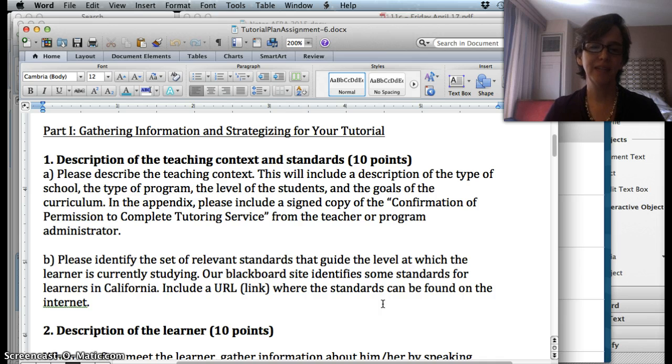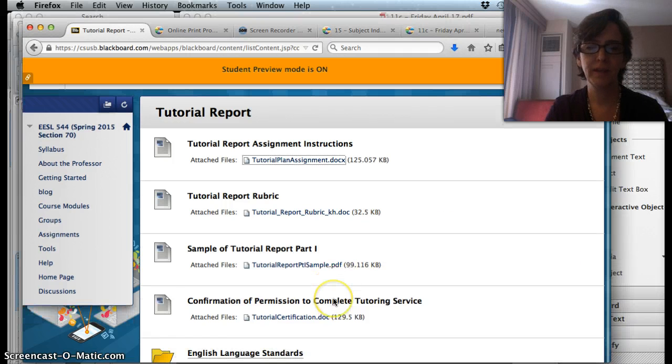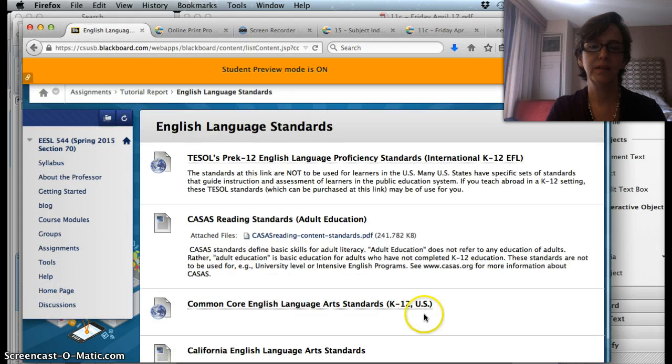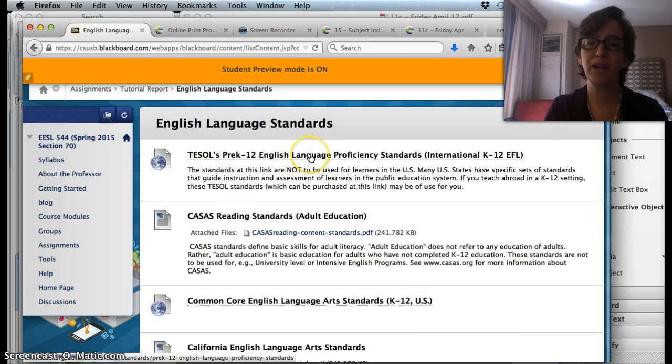So again, identifying the set of relevant standards, if there are any, or curricular goals. I have some links on the Blackboard site right here. You can see here are some English language standards that are some examples of choices. So here's TESOL's Pre-K to 12 English Language Proficiency Standards.